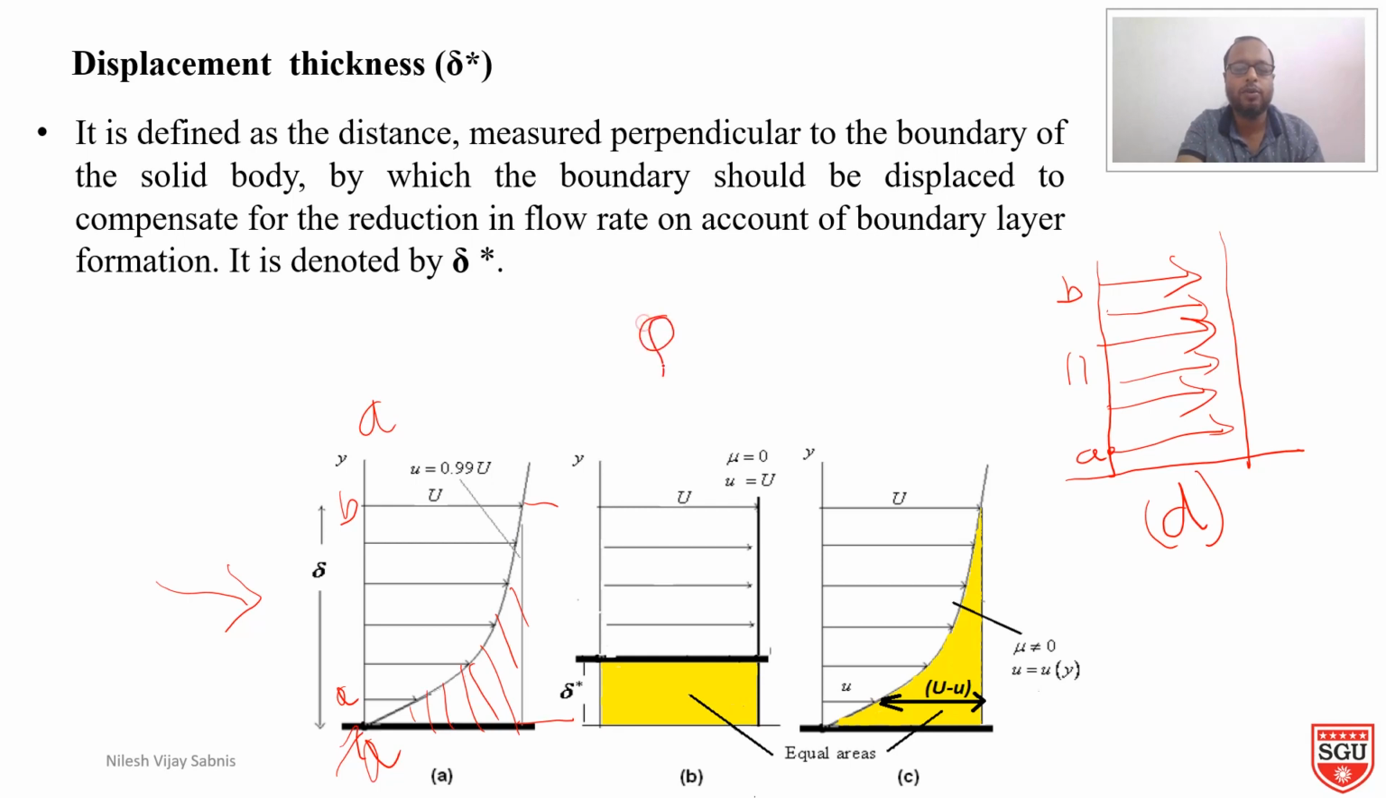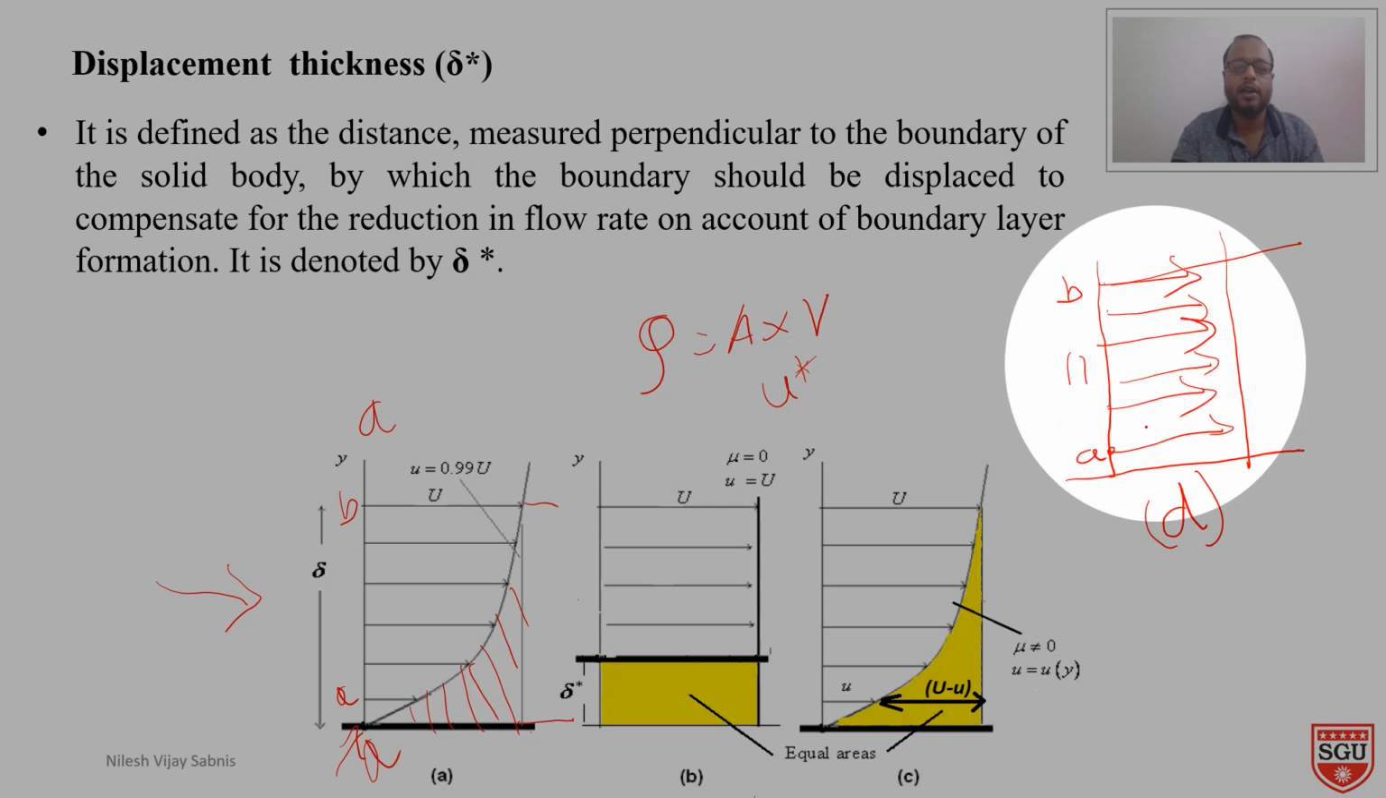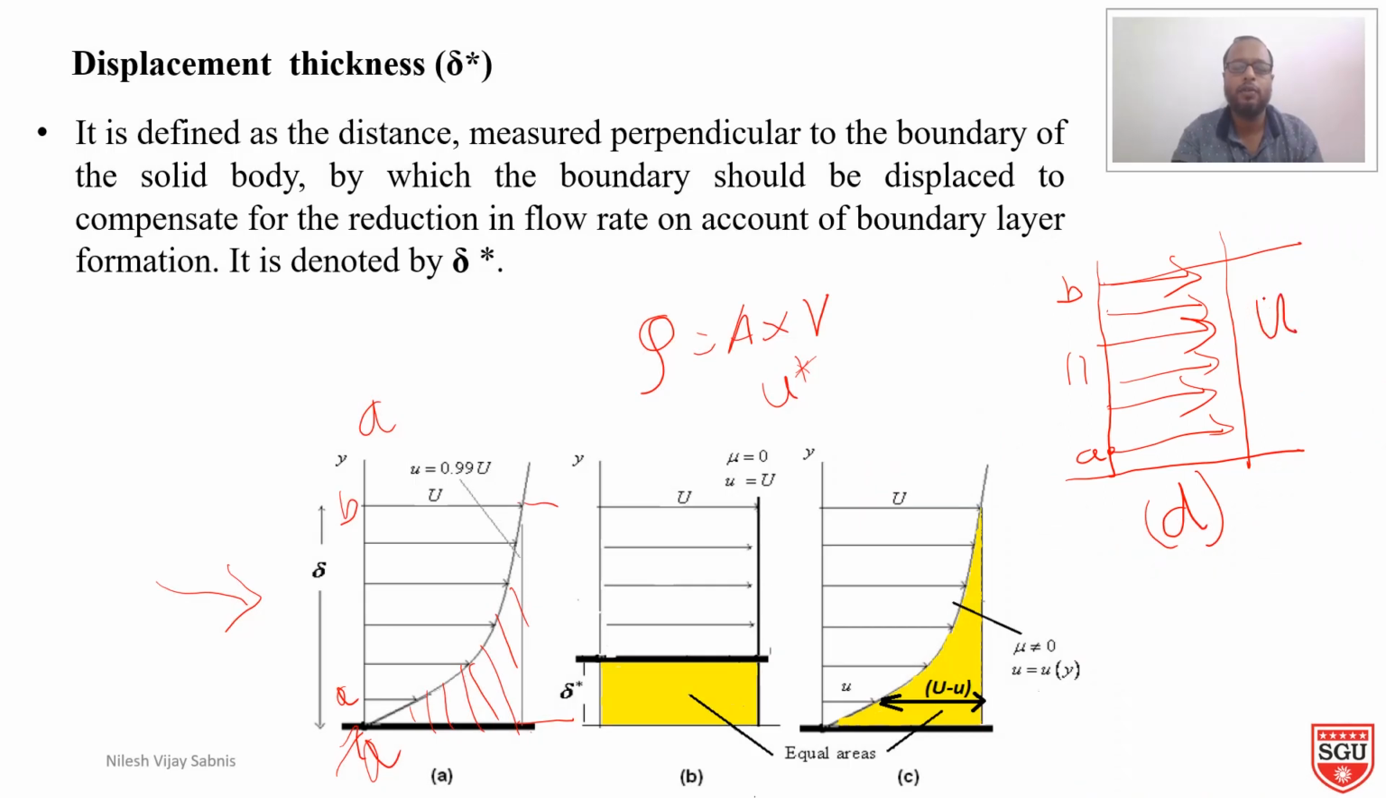Q is equal to area into velocity. Here if you take the average velocity, let's say U star, in between these two sections, average velocity is U star. And for the same area in plate D, where we are using ideal fluid, velocity everywhere will be capital U. And U is always greater than U star.